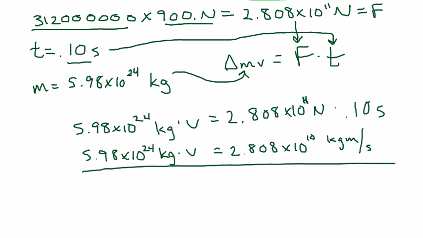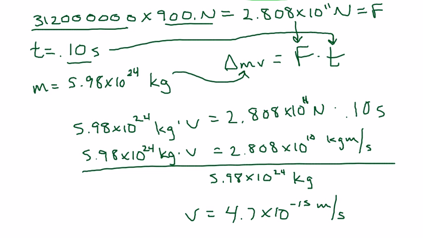Now all we have left is to divide by 5.98 times 10 to the 24th kilograms, or the mass of the Earth. And the change in Earth's velocity would be 4.7 times 10 to the negative 15th meters per second. So, would Earth accelerate? Would its velocity change? Yes. Would it be noticeable? No way, because this is super, super small. It would be moving at 4.7 times 10 to the negative 15th meters per second, which is hardly at all.